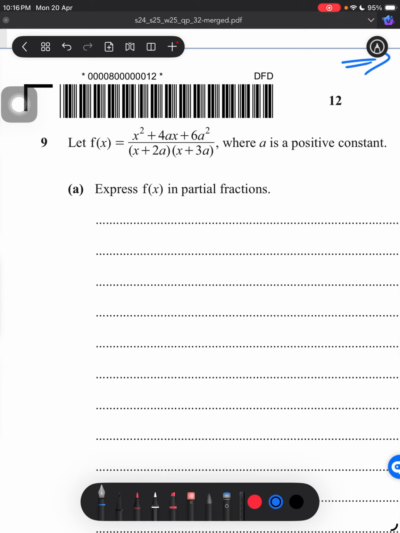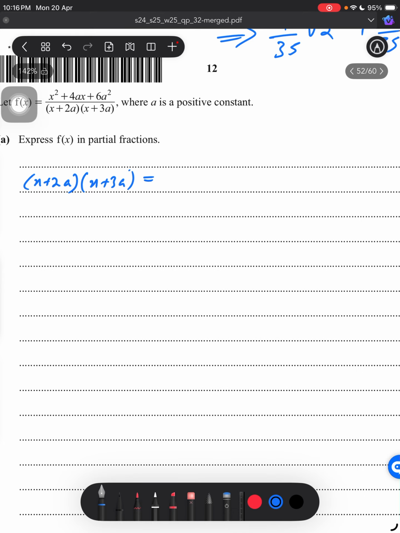Now we have question number 9 of October 2025. So partial fractions, we can do the long division. First of all, the denominator x plus 2, let's get it right. This would turn out to be x squared plus 5ax plus 6a squared. Now we can do the long division.